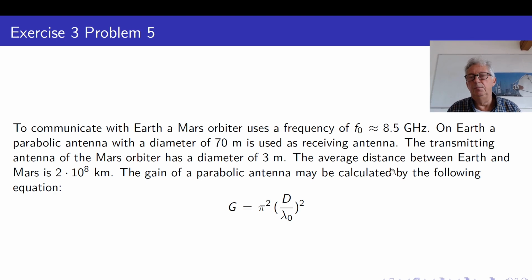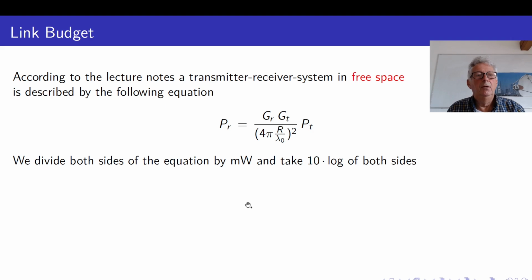The average distance between Earth and Mars is 2×10⁸ kilometers. And here we have got an equation to calculate the gain of our antennas. But in the next step, we want to use our transmitter-receiver system in free space. And we know this transmitter-receiver system is described by this equation.